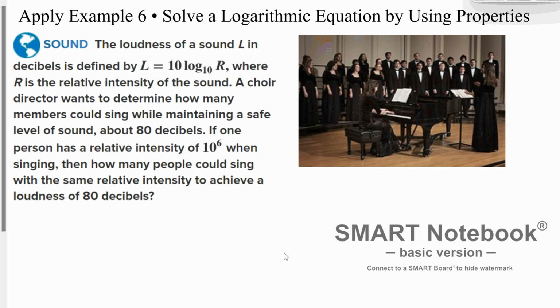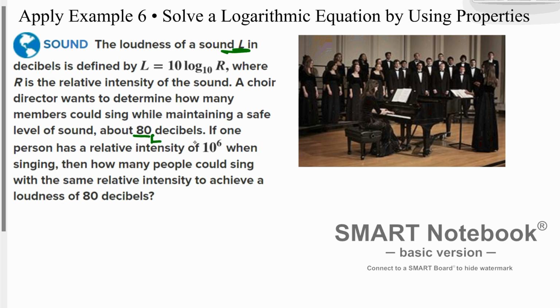So applying it, we are solving a logarithm equation by using the properties. Basically, it gives us this: the loudness of sound L in decibels is defined as L equals 10 times the log base 10 of R, where R is the relative intensity of a sound. A choir director wants to determine how many members could sing while maintaining a safe level of sound, about 80 decibels. So we want our loudness L to be 80 decibels.